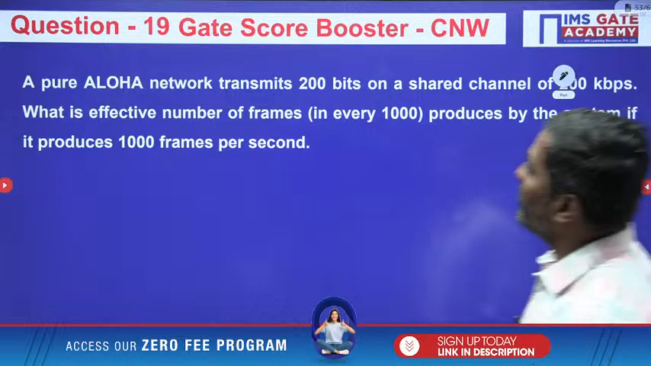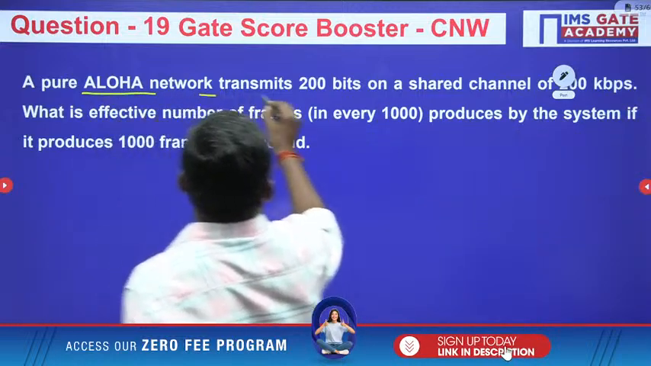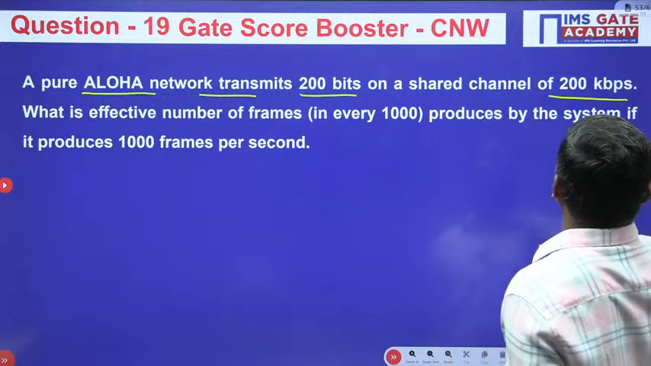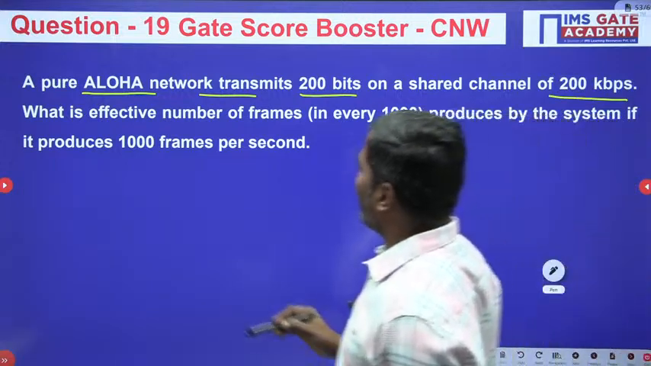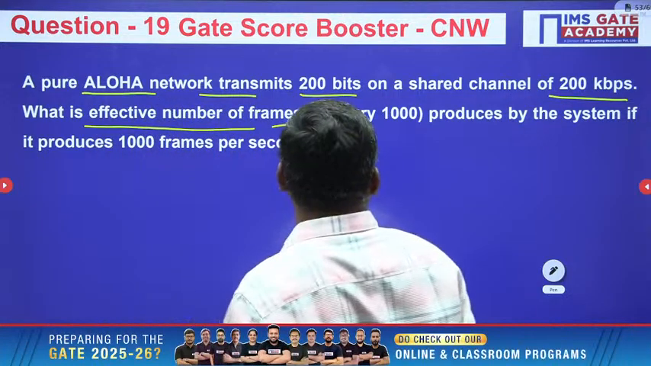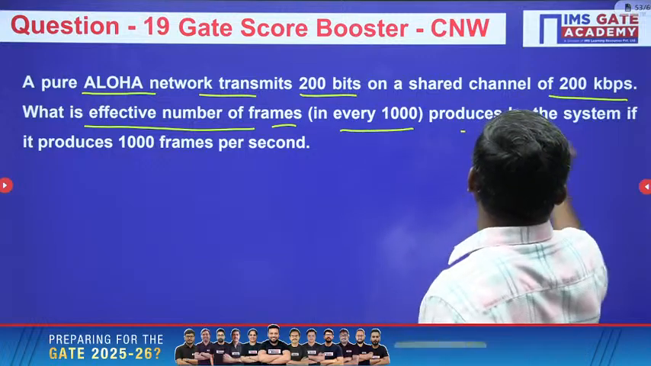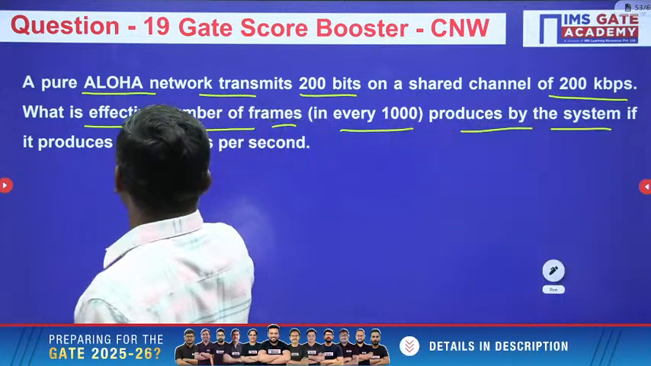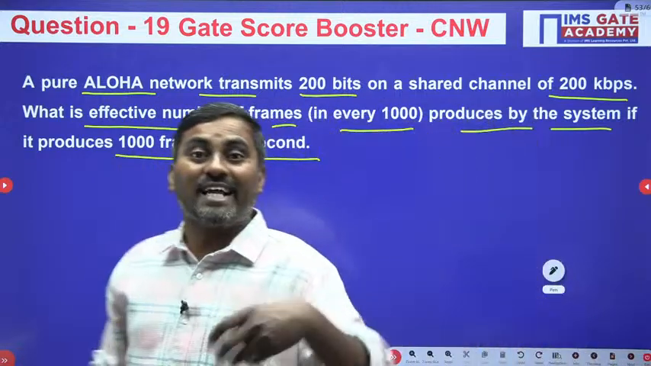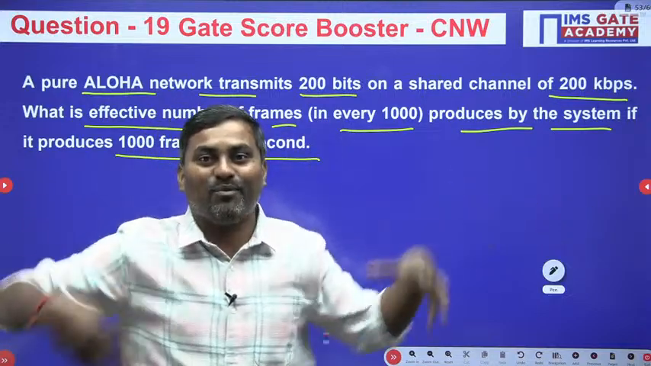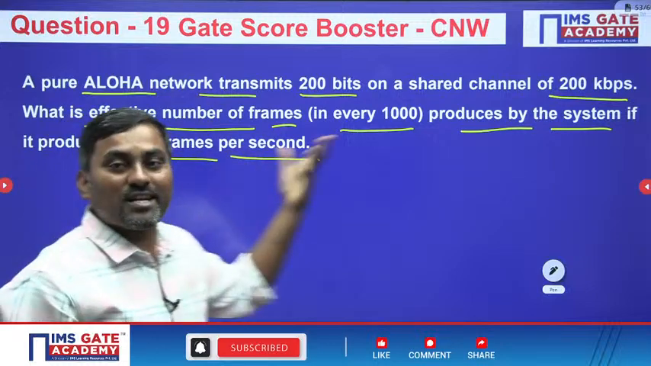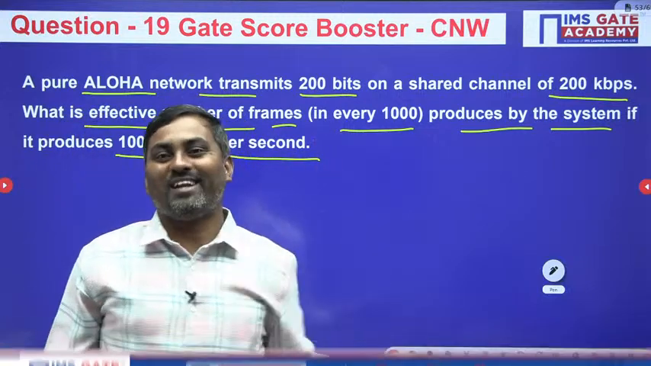Now, come to the next point. In a pure Aloha network, 200 bits are transmitted on a shared channel of 200 kilobits per second bandwidth. What is the effective number of frames successfully transferred? If the system produces 1000 frames per second, what is the effective number of frames that can be transmitted? That's the maximum throughput they are asking, correct?